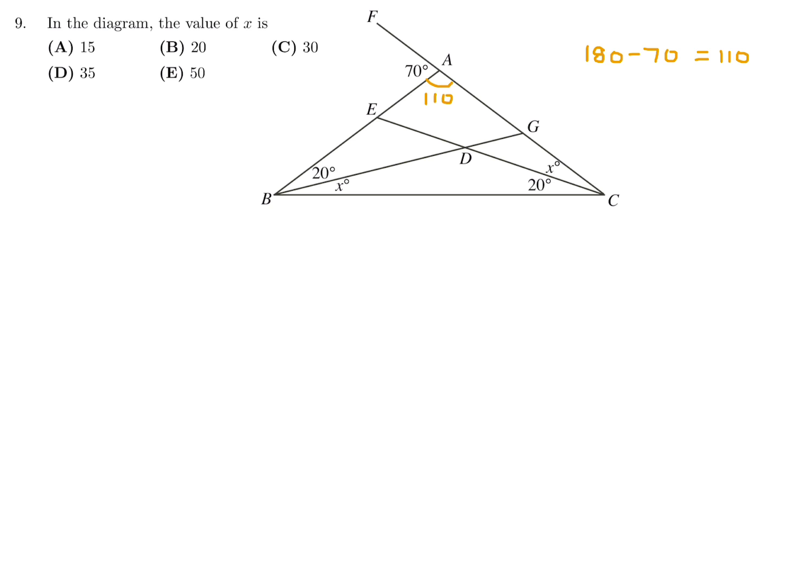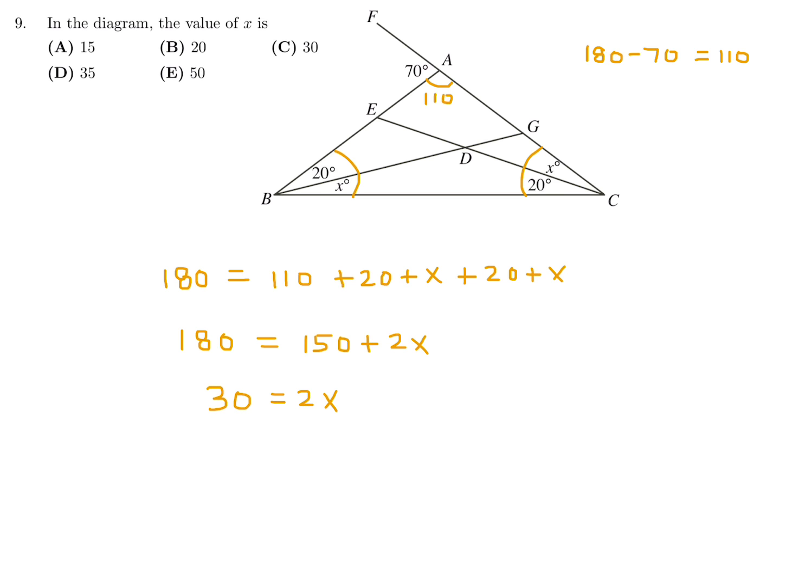And then the sum of the angles of a triangle add up to 180. So in this big triangle, ABC, it's 110 plus this angle, which is 20 plus x, plus this angle, which is also 20 plus x. So solving, we get 180 is equal to 150 plus 2x. Put 150 on the other side, and we get 30 is equal to 2x, and therefore x is equal to 15. So number 9, the answer is A.